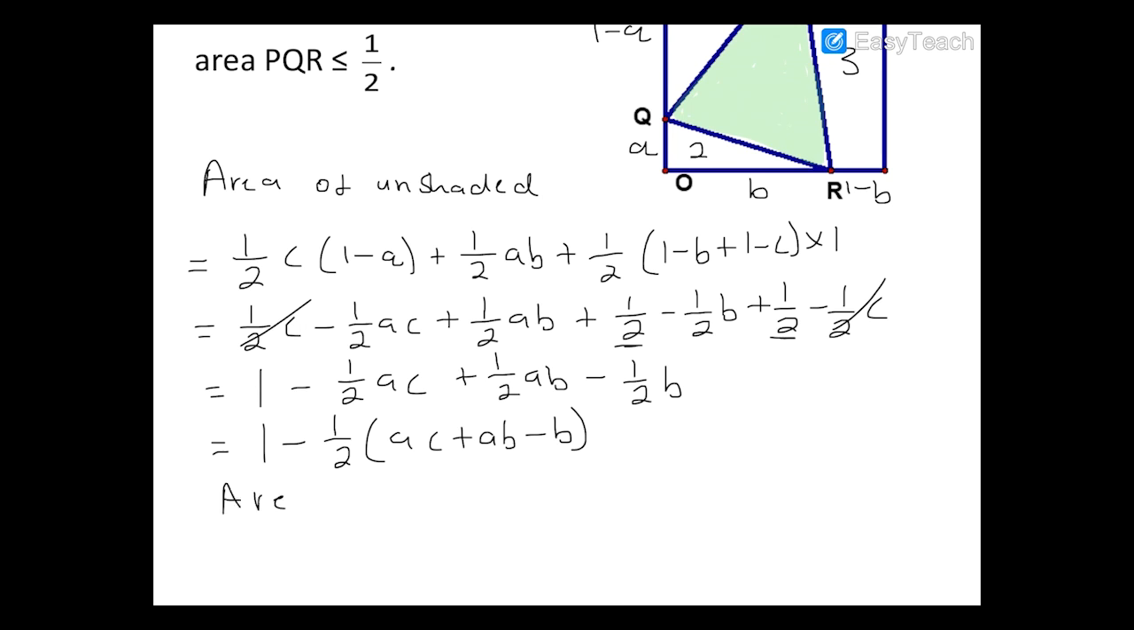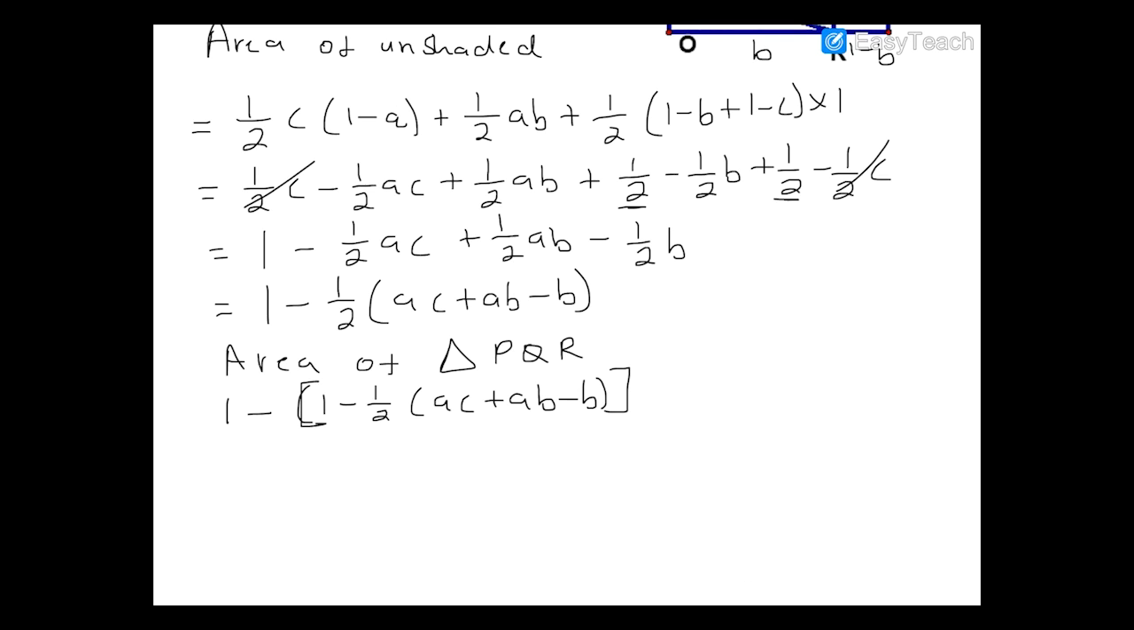So the area of triangle PQR will just be 1 minus the area of the unshaded part. So that's 1 minus a half. Let me make this square brackets. Half into AC plus AB minus B. Okay, if we simplify this further, we get half into AC plus AB minus B.